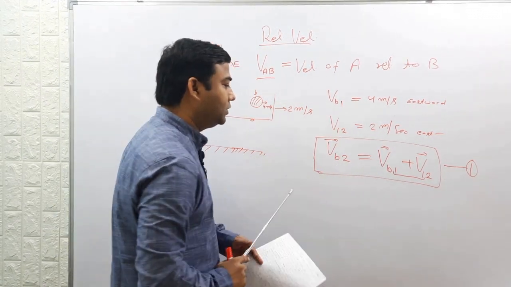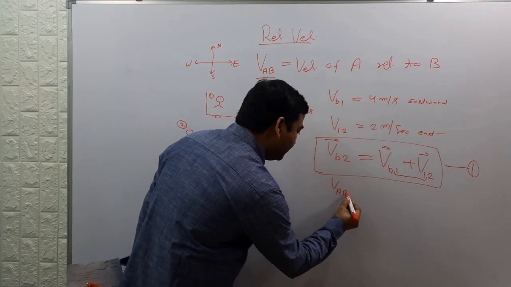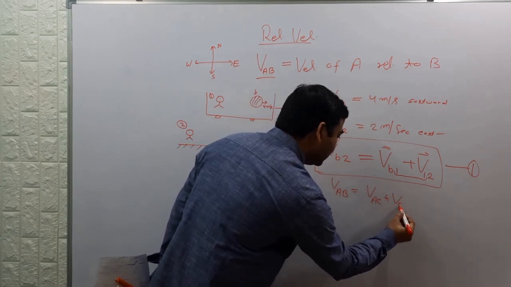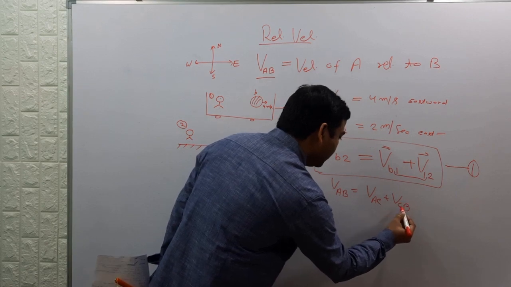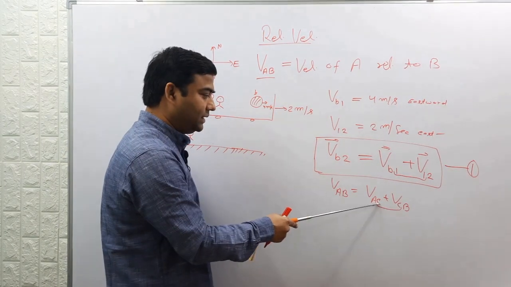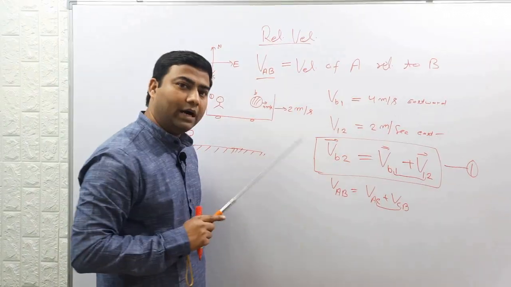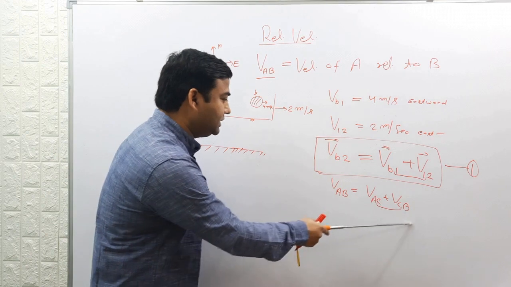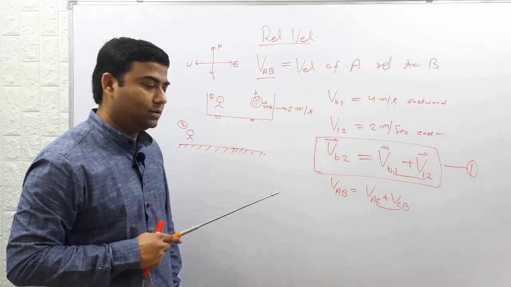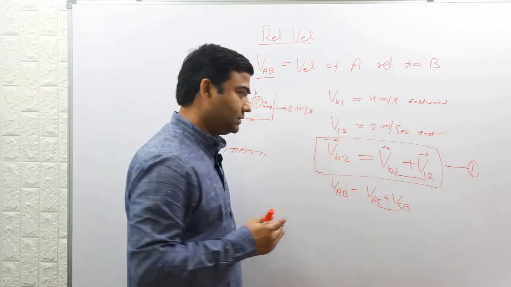So this rule is called the velocity addition rule. This can be written as VAB is equal to VAC plus VCB. So this C will merge, it will be eliminated. Only the end terms A and B remain. So that is the simple, easy to remember relative velocity addition rule. That is how we add relative velocities.